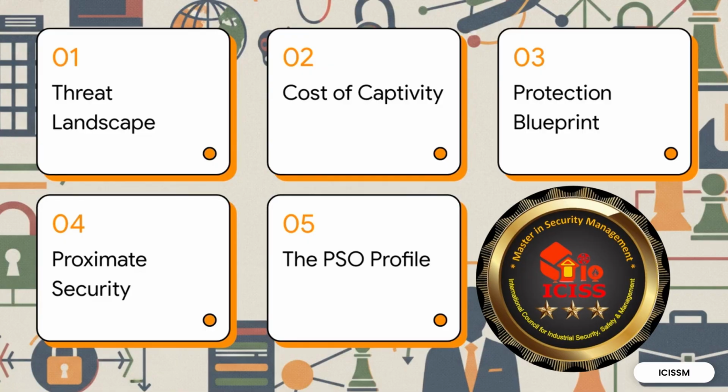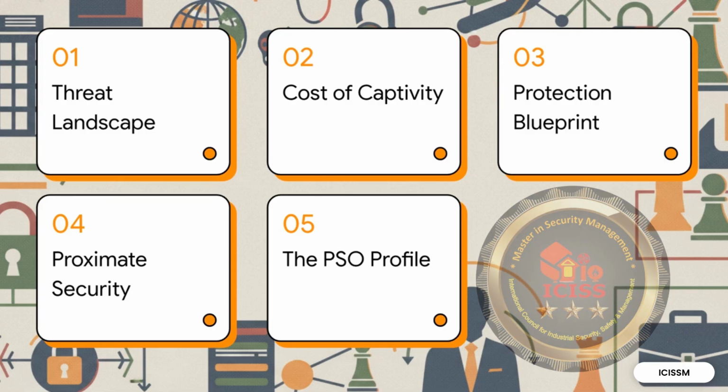Here is our agenda for today. We're going to cover: 1. The executive threat landscape, 2. The cost of captivity, 3. The protection blueprint, 4. Defining proximate security, and finally, 5. The PSO profile. Let's get started.